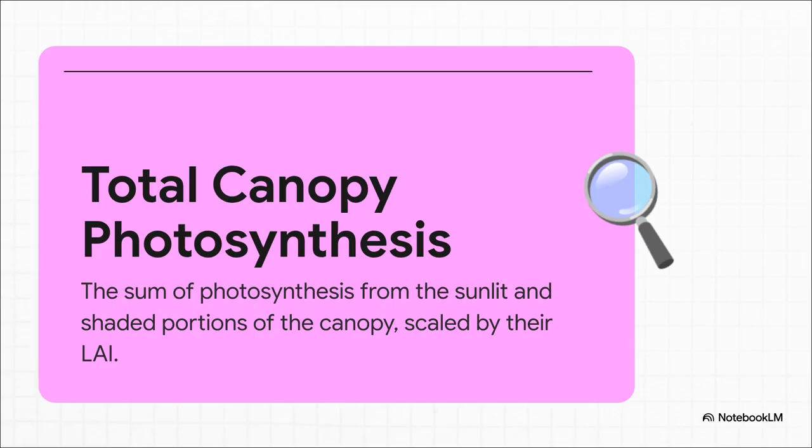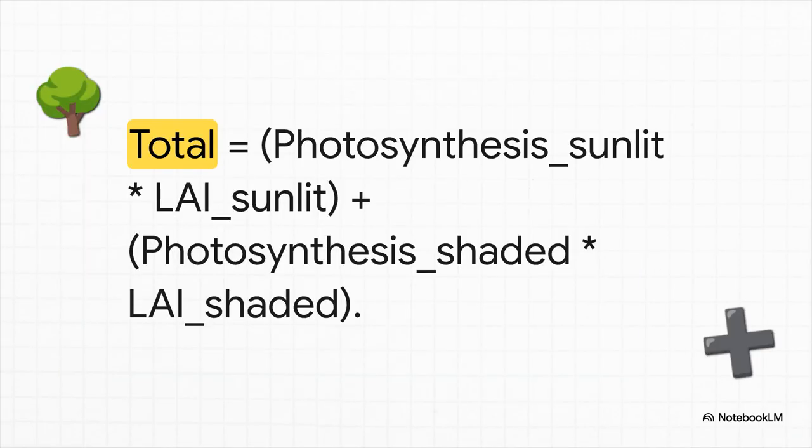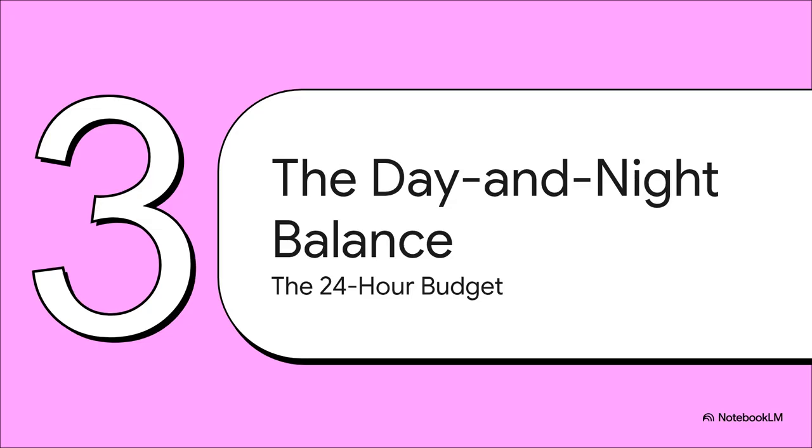It's a fantastic simplification. And the math for this is actually pretty straightforward. We just run our model for the sunlit leaves, then we run it again for the shaded leaves, and we add the two results together. Boom. Just like that, our model has scaled from a single point on a leaf to the entire plant. Okay, so now we have the rate of production for the whole plant at one specific moment in time. But to know if that plant is actually growing, we need to look at its profit and loss over a full 24-hour cycle. It's time to create a daily carbon budget.